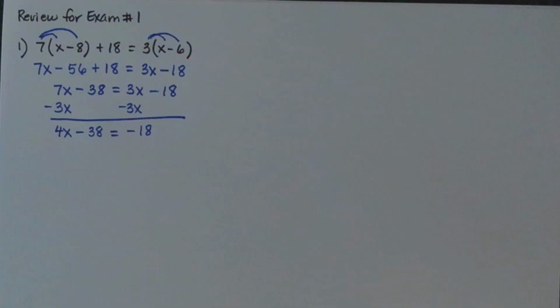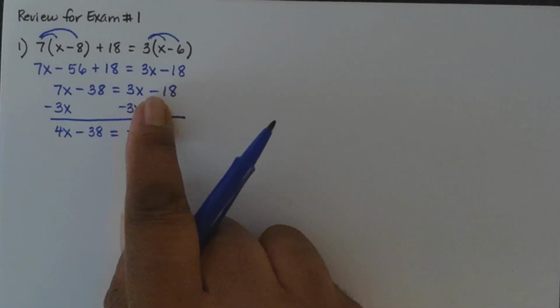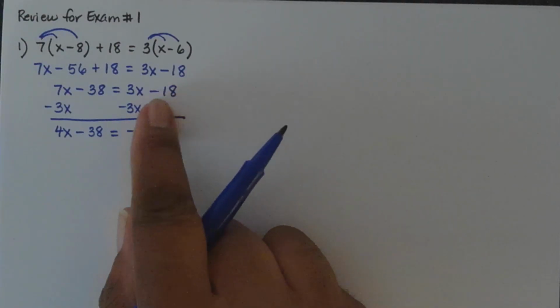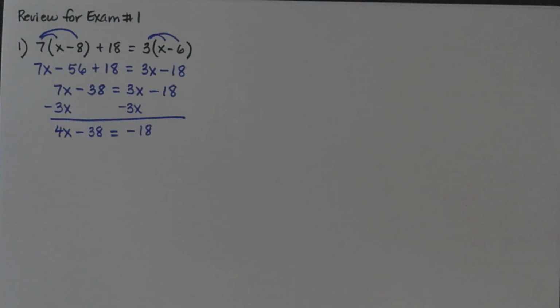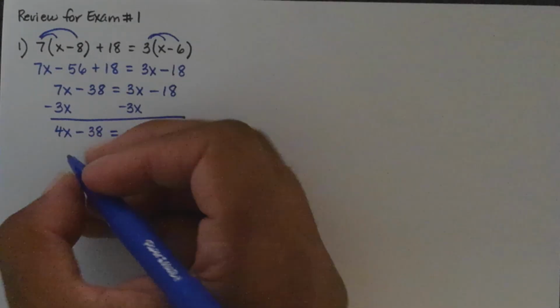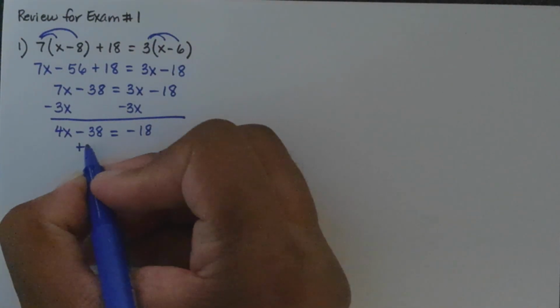And do not forget to bring that negative sign in front. Some students do this all the time. Bring this down and not bring down the negative in front of the constant term. Now to get 4x by itself, I need to do what? Add 38 to both sides.